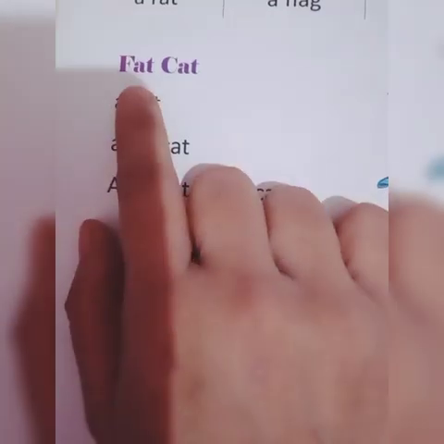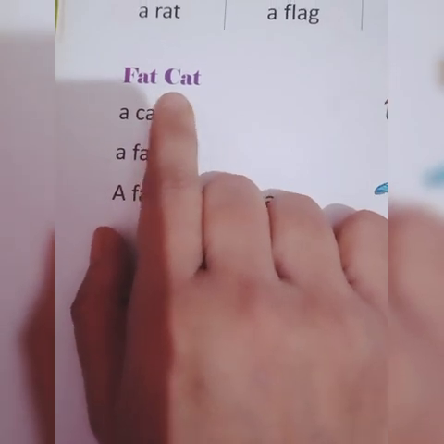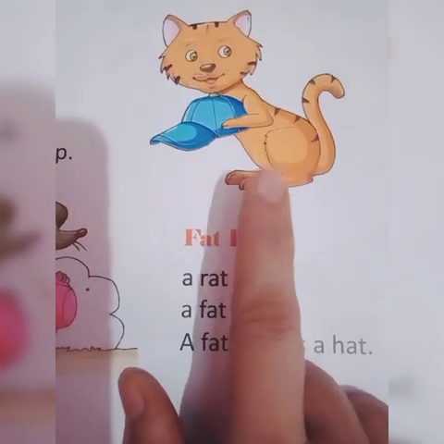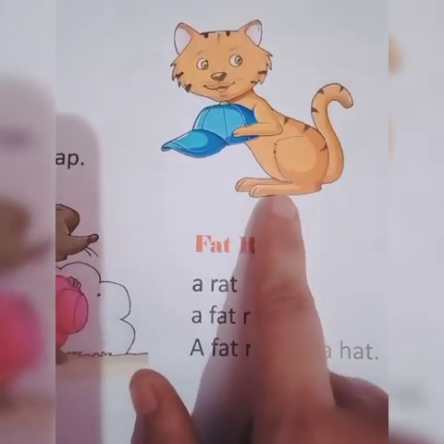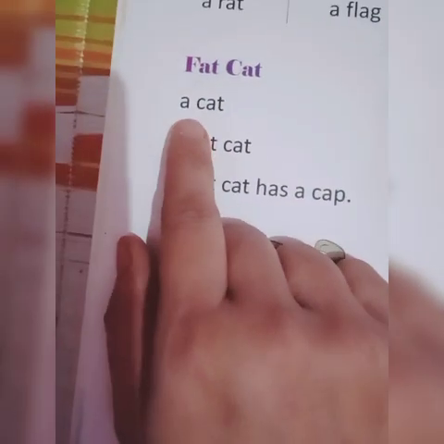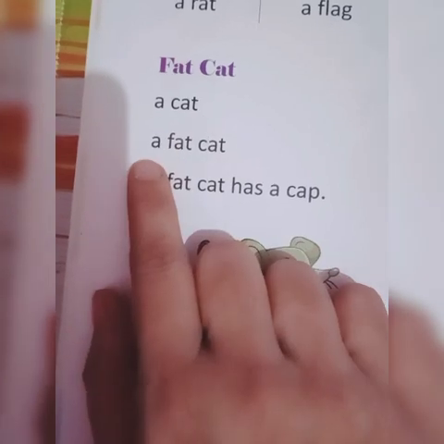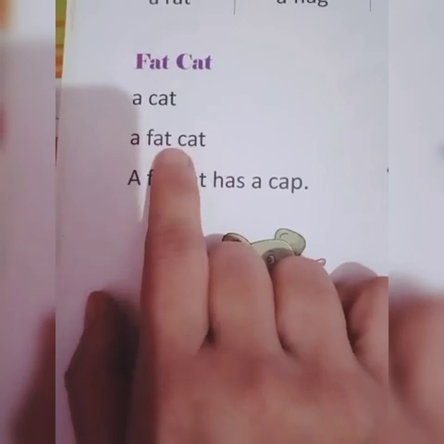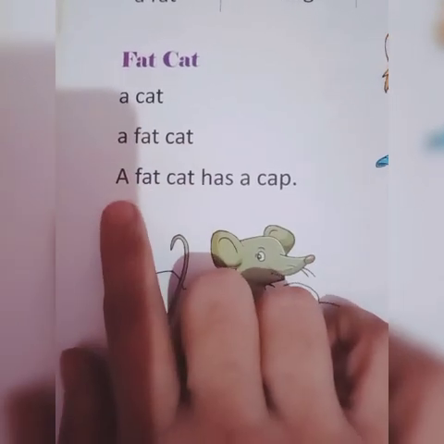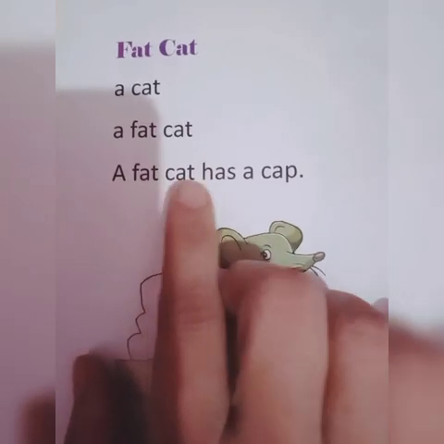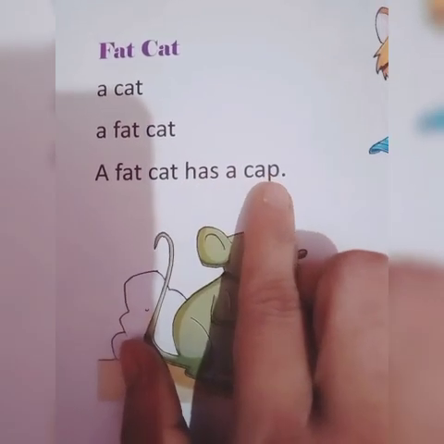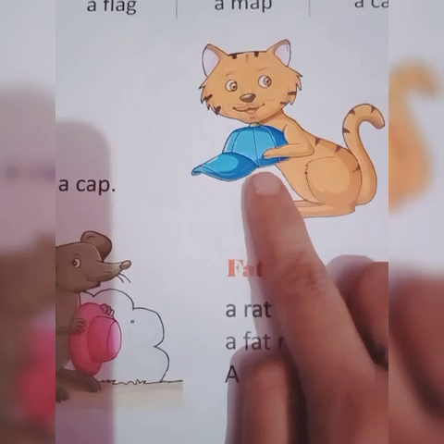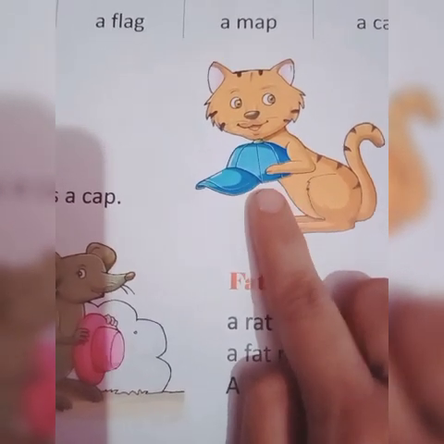Let's read this. F, at, fat. K, at, cat. Fat cat. Yeh ek fat cat hai. Matlab, moti cat hai. Iska weight zyada hai na? To yeh fat hai. A cat, a fat cat, a fat cat has a cap. Is cat ke paas ek cap hai. Yeh dekhiye. See this. This is a cap. C, A, P, cap.